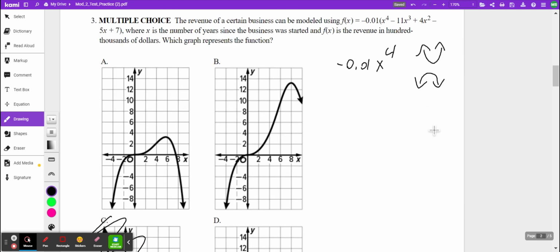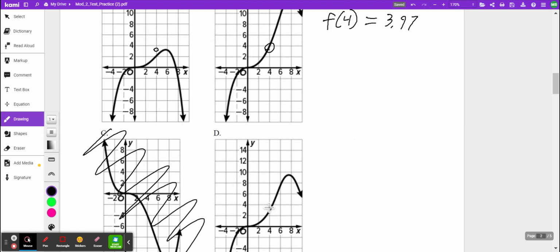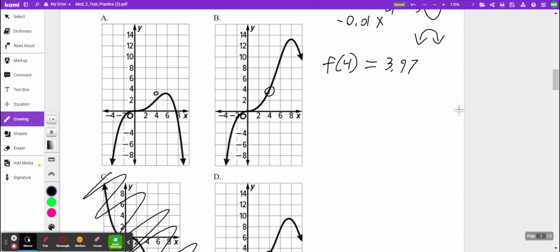The next thing I can see is I want to plug in some points. Let me plug in 2 points. I'm going to plug in f of 4. Once I plugged in f of 4, I'm going to see that I get 3.97. Well, f of 4, 3.97, that'd be right about here. I don't think that is that, but let's test. That's about right there. Let's see the other one. 3.97, that's a little low, but maybe we could go. It's not as low as A, though.